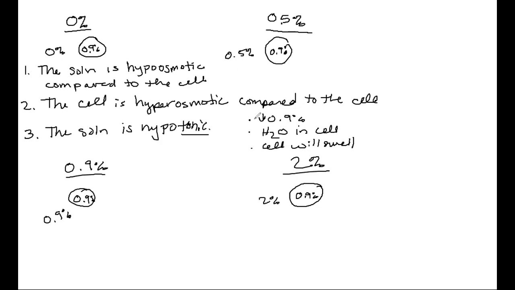So when you use tonicity, you already know which way water is going to go because you know the concentration of the cell. The concentration of the cell is not going to change, and you know what's going to happen to that cell, right? So 0.5% is the same. So the solution is hypoosmotic compared to the cell. The cell is hyperosmotic compared to the solution. Did you guys catch that?